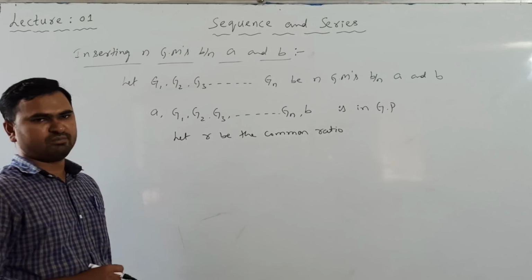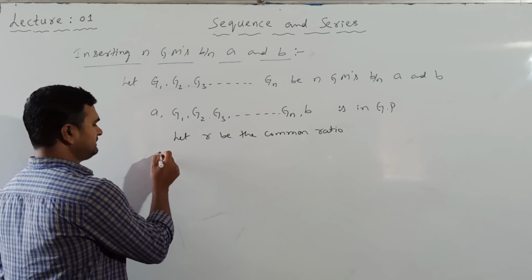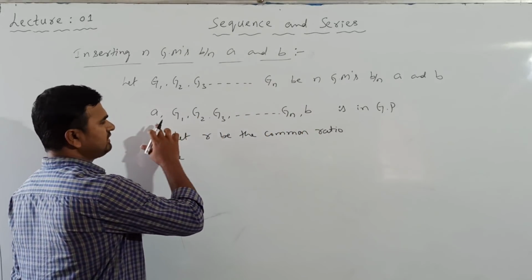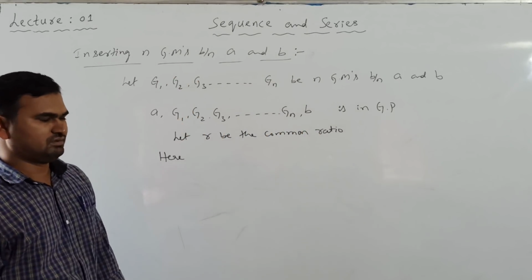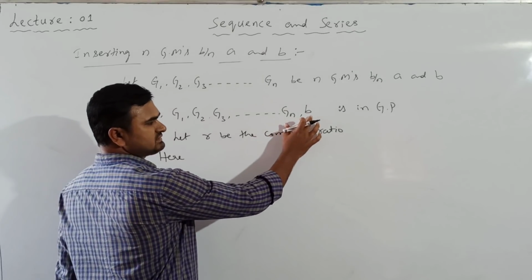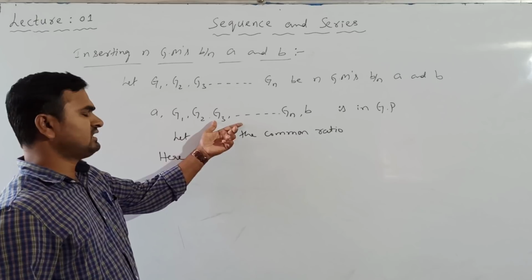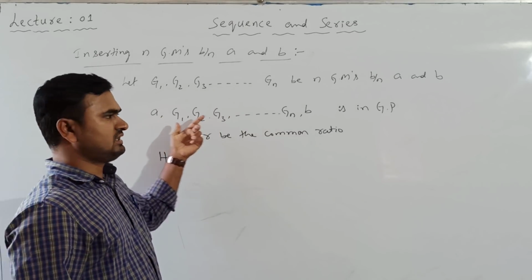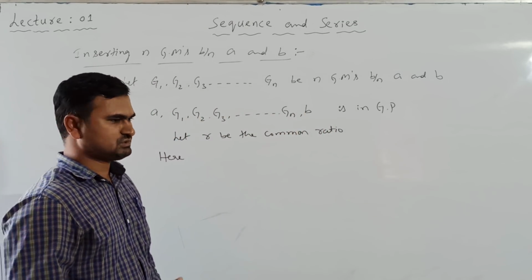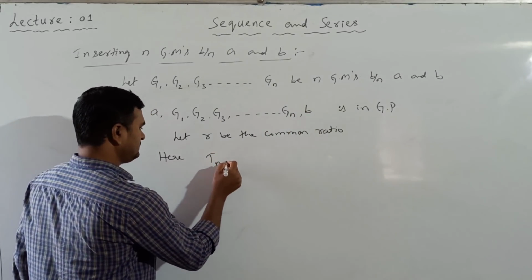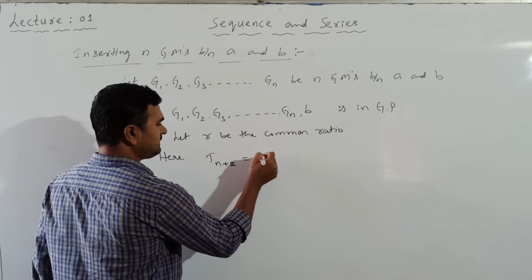Let R be the common ratio of the GP. So here, how to find R? Using this A, B and L value. So clearly we can see B is which term here in this geometric progression. So we have n GMs and A, B. So in total we have n plus 2 terms. So B is the n plus 2 term. So T n plus 2 is B.